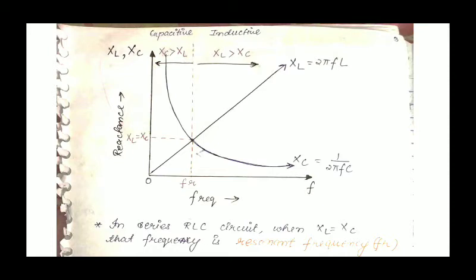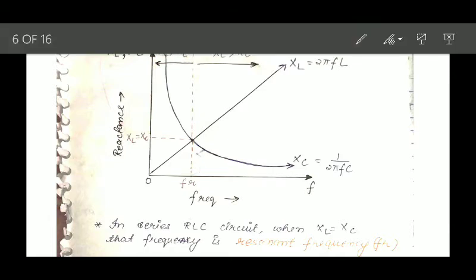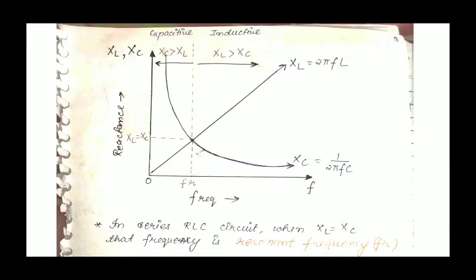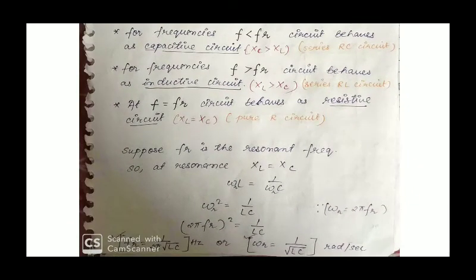For frequency less than the resonant frequency, clearly from the graph we can see that XC is greater than XL. So the series RLC circuit behaves as a series RC circuit, means it will show capacitive effect. And for frequency greater than the resonant frequency, clearly XL is greater than XC, means the circuit will behave as an inductive circuit. So the same points have been mentioned here.